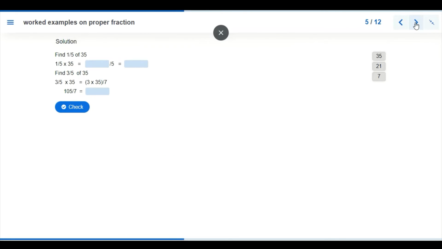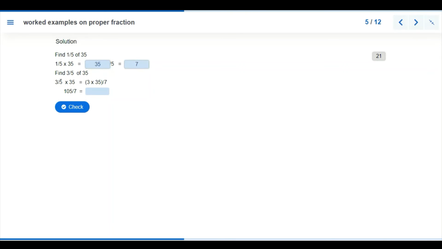Now let's go to the next one. We have an example here, also a simple thing we want to look at. 1/5 of 35. What is 1/5 of 35? That implies that we are multiplying 1 times 35, then we divide by 5. 1 times 35 will give us 35. Now we have 35 over 5. 35 divided by 5 is what? That should give us 7.